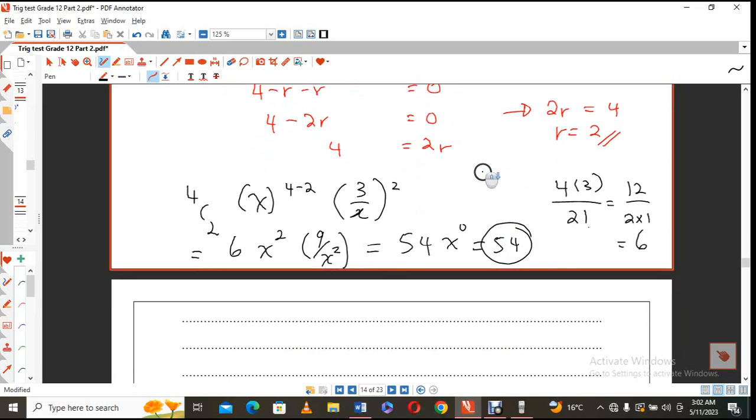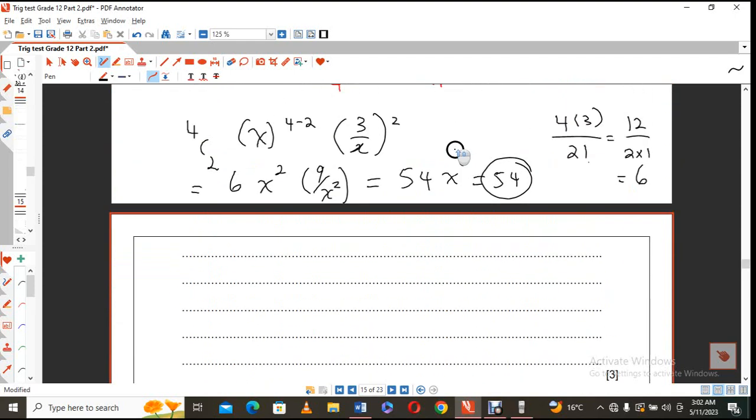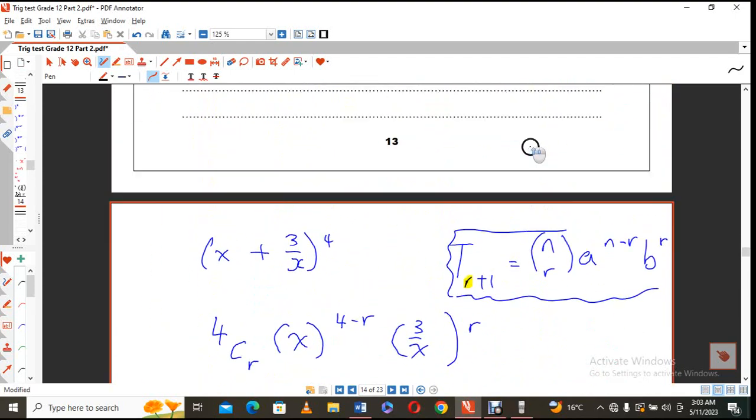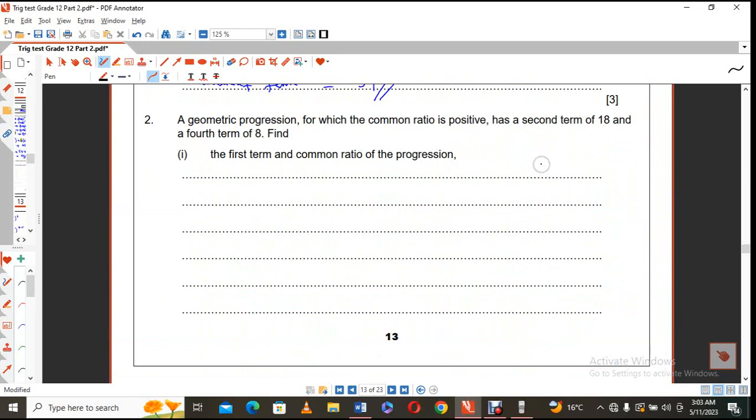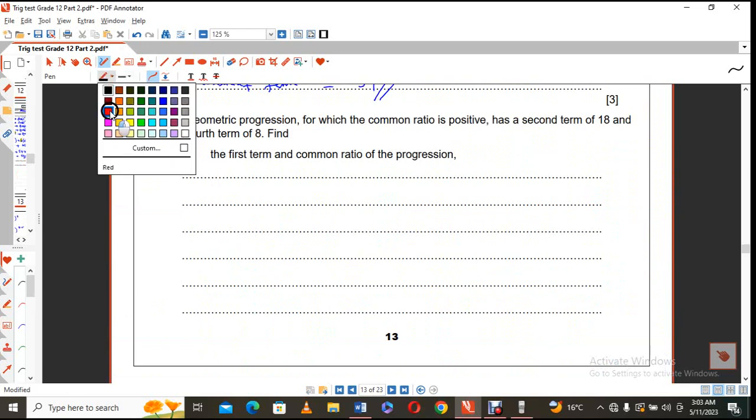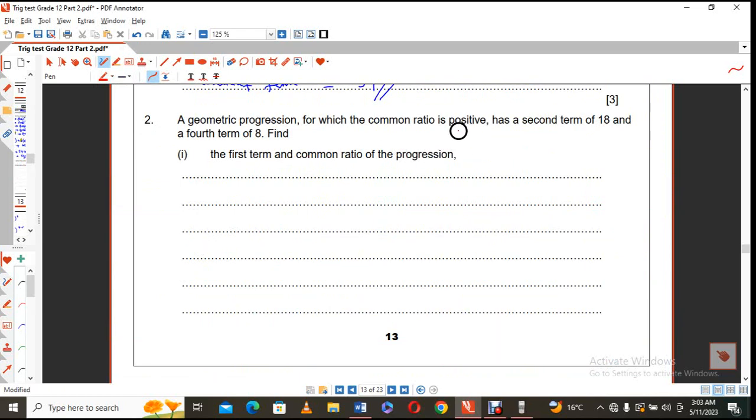Okay, so let me get to question 2. Question 2 says a geometric progression, so it's a GP, for which the common ratio is positive, has a second term. So the second term of the geometric progression is 18. The fourth term is 8. The second term is 18. The fourth term is 8.